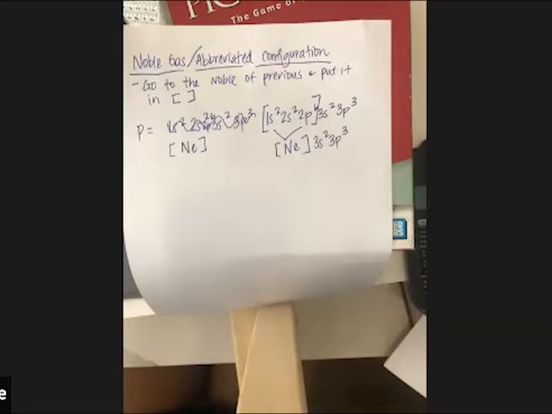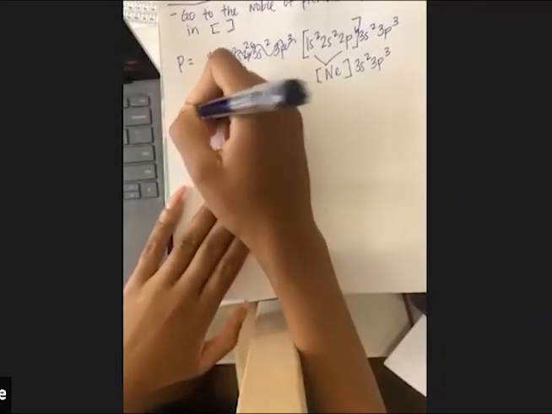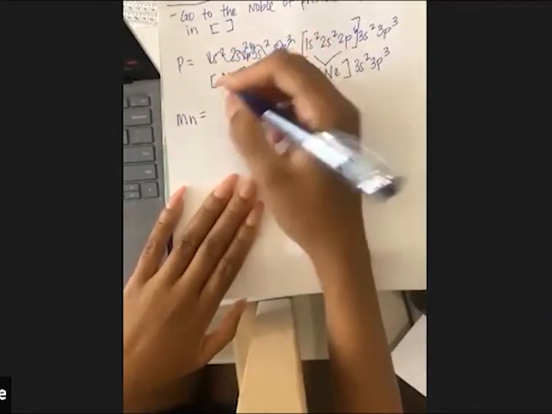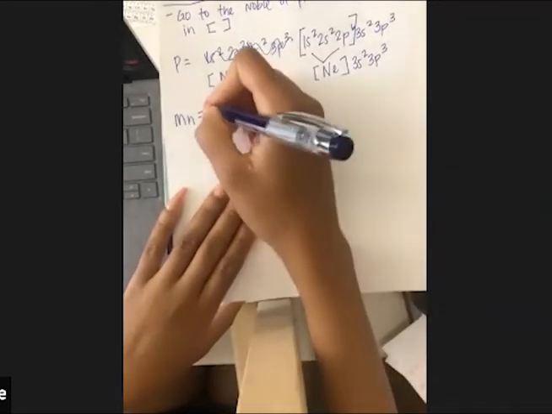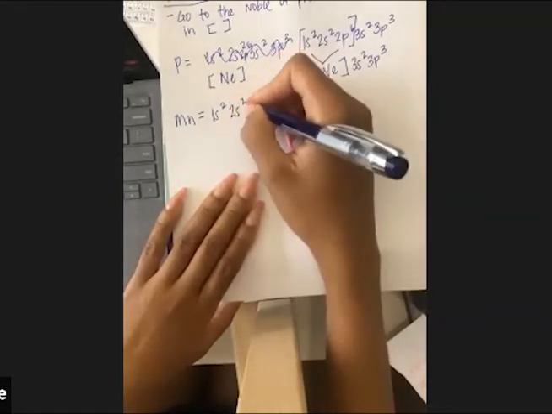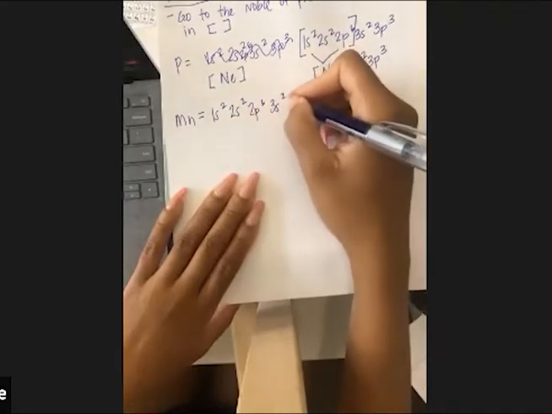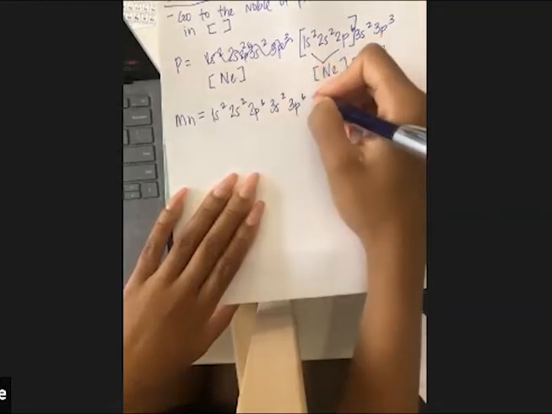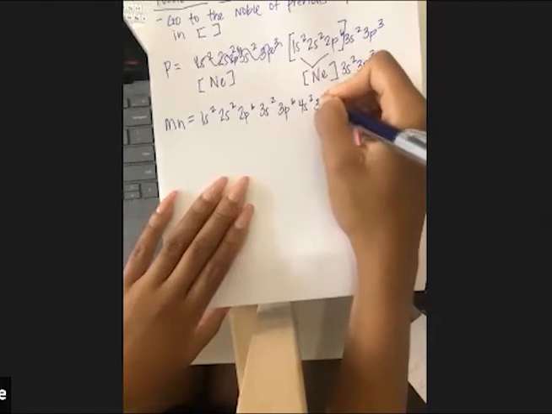All right, so let's do another example. Let's go back to manganese. I think manganese is a good one. We said previously that manganese's electron configuration is 1s2, 2s2, 2p6, 3s2, 3p6, 4s2, and then 3d5.